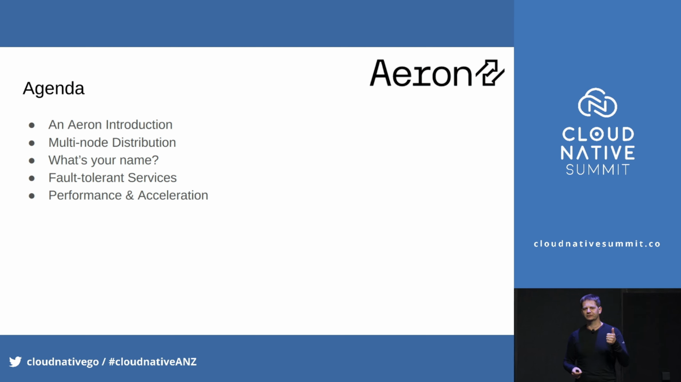We can talk about multi-node distribution. This is going to be the idea of when you send a message, you can distribute it out to multiple receivers. I'm going to talk a little bit about name resolution and what a pain that can be. Going to dig into fault-tolerant services. And then finally, I'll do a little bit about performance and numbers and some of the commercial extensions we have as well, because they're kind of interesting too.